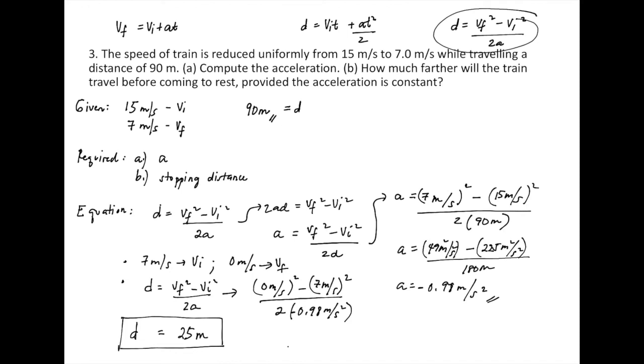What does this mean? This means that in order for the train to stop from the velocity of 7 meter per second to 0 meter per second at an acceleration of negative 0.98 meter per second square, it will travel 25 meter distance.